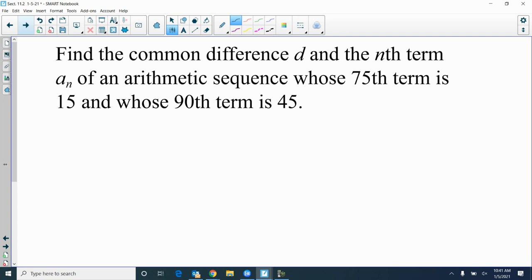All right, take a look at this. I want to see if you can figure out what D is. The 75th term is 15. The 90th term is 45. You are told it's arithmetic, so you know it has to either increase or decrease by a constant amount. We need to figure out what that constant amount is.